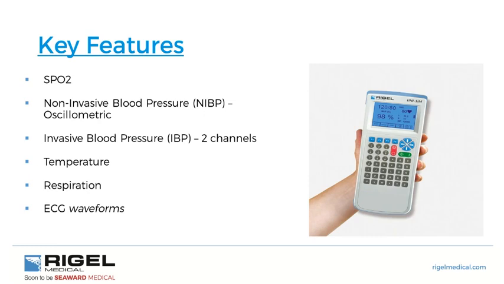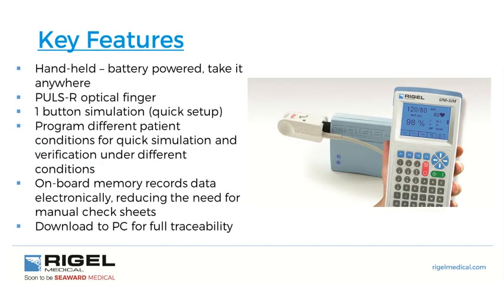It's very portable, as you can see, it fits in the palm of your hand, and it'll measure the parameters of SpO2, non-invasive blood pressure, invasive blood pressure, 2 channels, temperature, respiration, and various ECG waveforms. Key features of the UniSim: it is handheld, battery powered, so you do not need mains, making calibrating monitors very efficient, very portable.